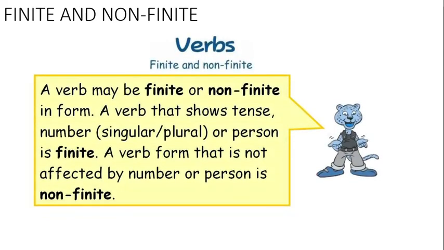Finite and non-finite verbs. Dear viewers, first we can see the definition of finite and non-finite verbs. A verb may be finite or non-finite in form. A verb that shows tense, number, meaning singular or plural, or person is finite. A verb form that is not affected by number or person is non-finite. It means finite shows tense, non-finite does not show tense.